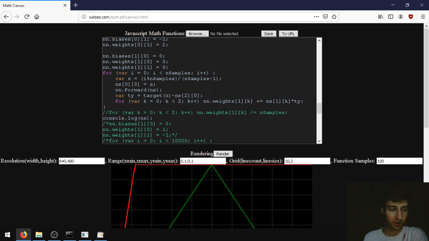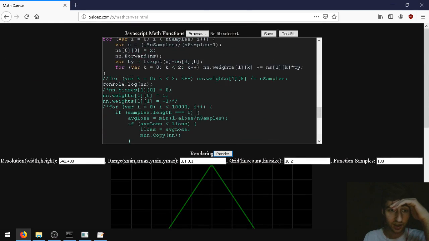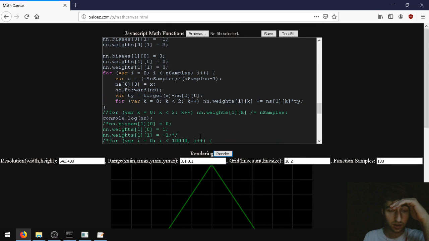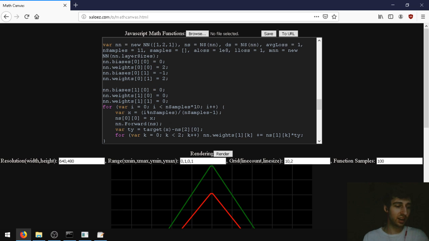I'm wondering if I should be subtracting the weight results from this as it goes. I don't know. We'll see. Oh my god, it actually trained. Holy shit. It's actually training.